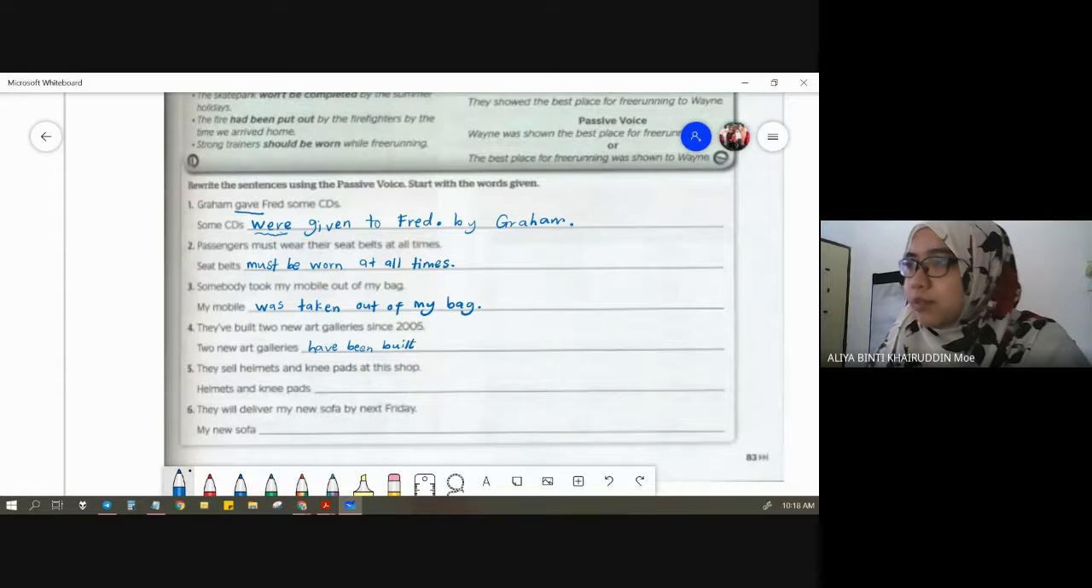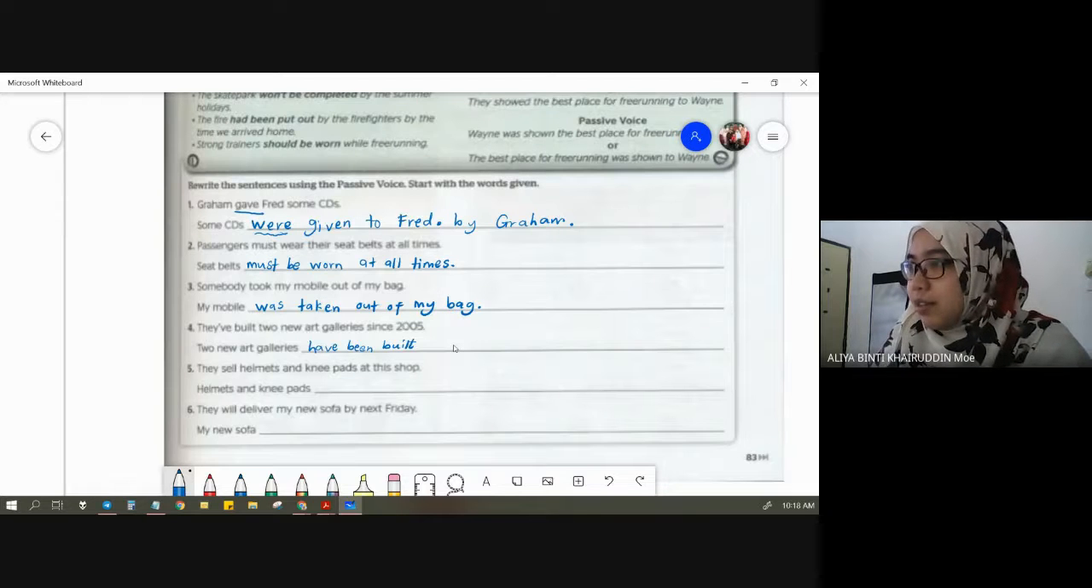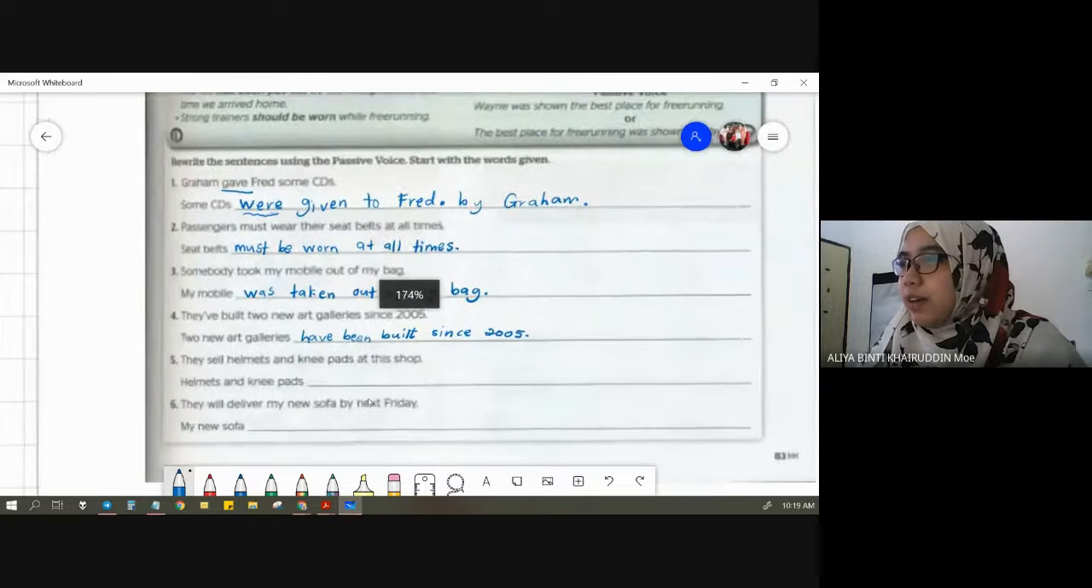Tiba-tiba ada been kan? Okay. But this is just the form of present perfect in passive form. So you have been here. So 2 new galleries have been built. Okay, and then you can write since 2005.